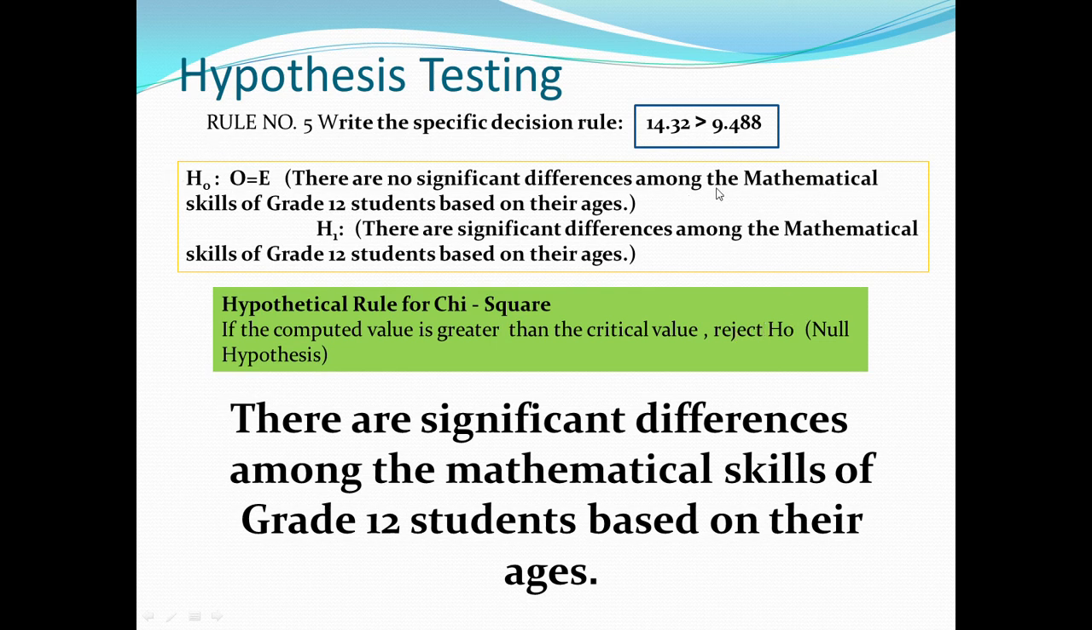Ibig sabihin, cross na tayo dito sa null hypothesis. So, meaning to say, yung result ng ating research is ganito. There are significant differences among the mathematical skills of grade 12 students based on their ages. Kasi, nireject na nga natin yung ating null hypothesis. But then, kapag naman mas malaki yung ating critical value sa computed value, baliktad lang din. So, ito yung i-reject natin, yung alternative. And then, i-accept natin yung null hypothesis.